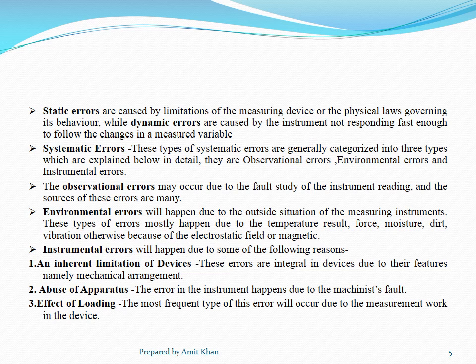Then come the instrumental errors, which happen due to the following reasons. The first one is an inherent limitation of the device. That means these errors are integral to the device due to its features, namely its mechanical arrangement. Then abuse of apparatus, which means errors happen due to the operator's faults. And then comes the effect of loading, called the loading effect. The most frequent type of this error occurs due to the measurement work in the device.